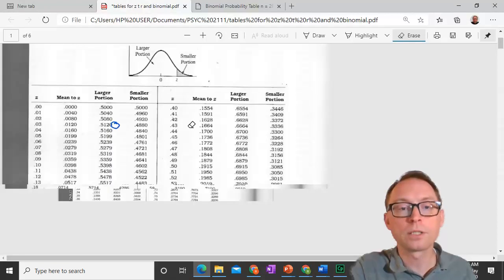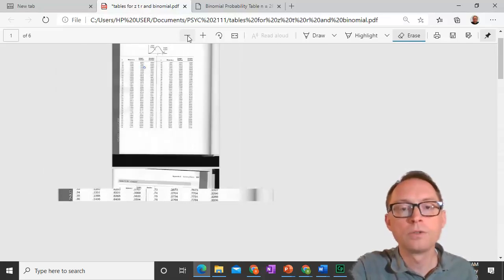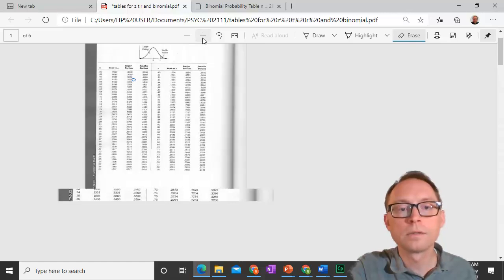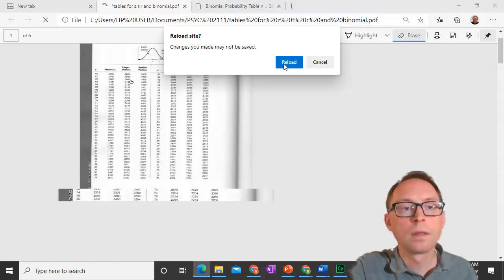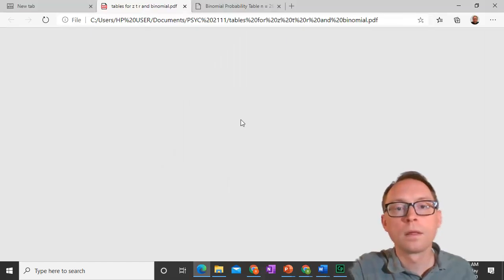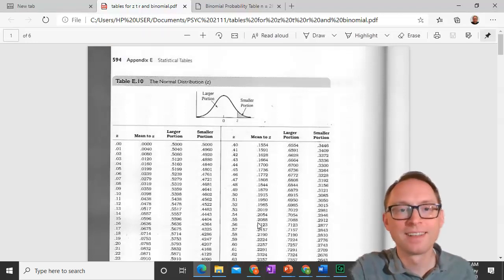So let's take a look at our table. We need to find negative 0.56. I wish that would erase. Maybe if I unzoom myself. Well, that's not going to help anybody, is it? I'm going to reload this so we can see it better. And it's not going to do it now. There it goes. All right.